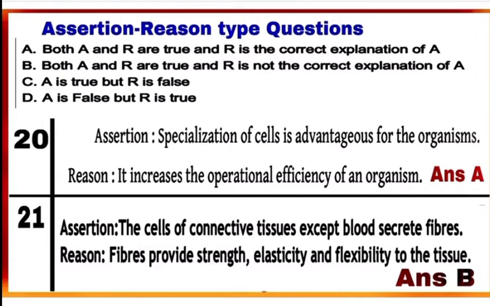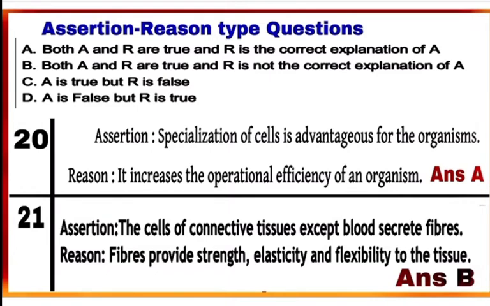See the reason. Fibers provide strength, elasticity and flexibility to the tissue. This is also true but not correct explanation of assertion. Let us see the reason of assertion. All cells of connective tissues except blood secrete fibers because fibroblasts are the main cells of connective tissues which secrete fibers, but these cells are not present in blood. Blood cells are red blood cells, white blood cells and platelets which do not produce fibers.